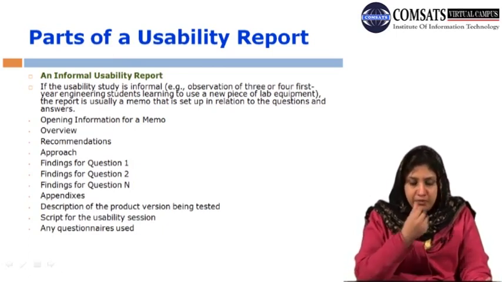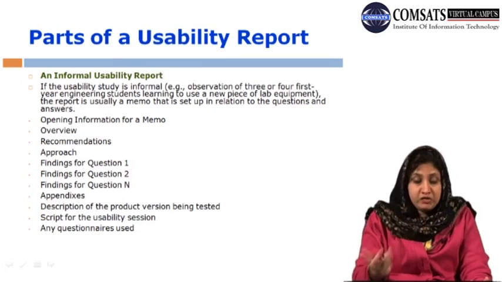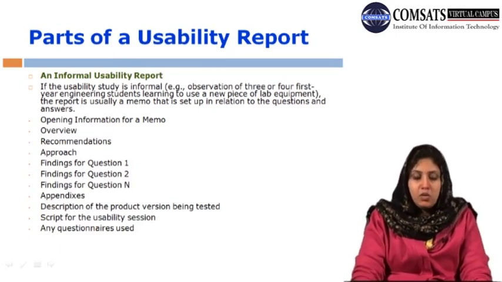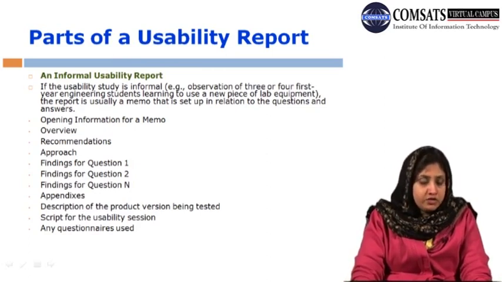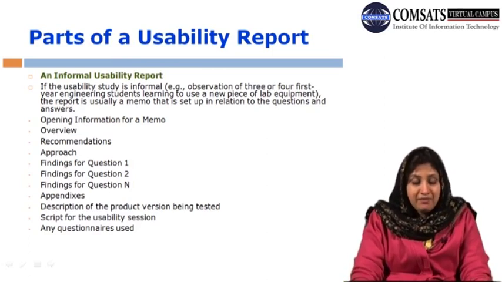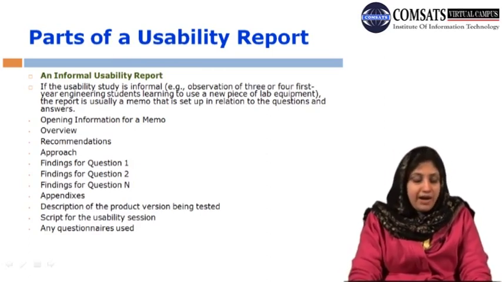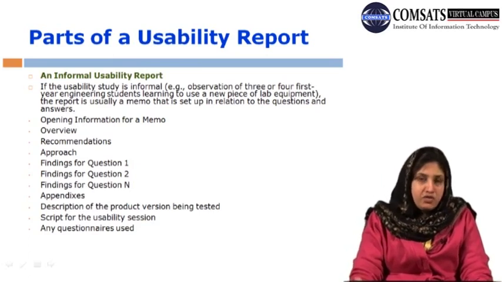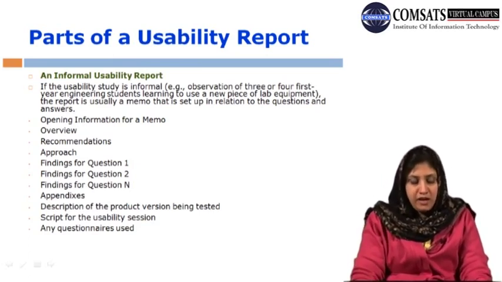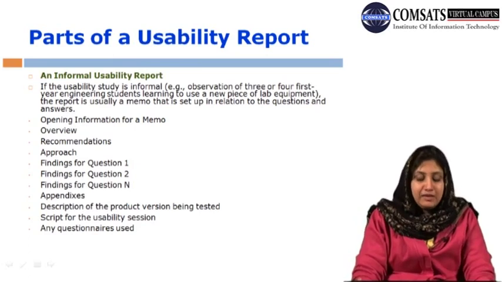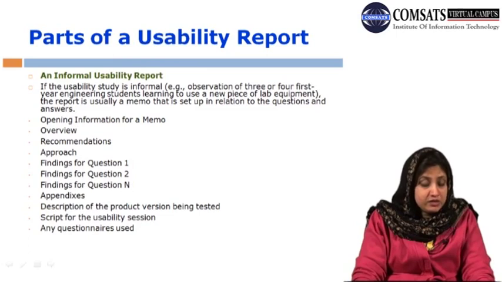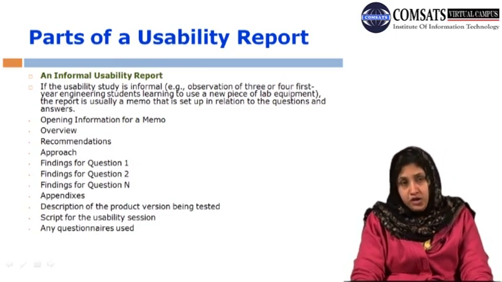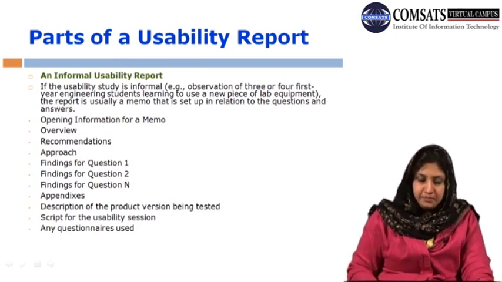It's a memo format of report that is set up in relation to questions and answers. So you can use an opening information for a memo and an overview of the situation. You can give some recommendations. Then your approach will be findings for question number 1, findings for question number 2, findings for question number 3, and as many questions as you have, and you will have appendixes: description of the product versions being tested, script for the usability sessions, and any questionnaires used to collect the data.